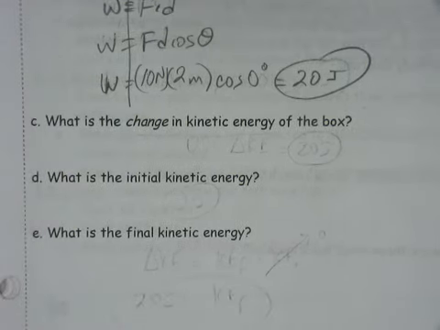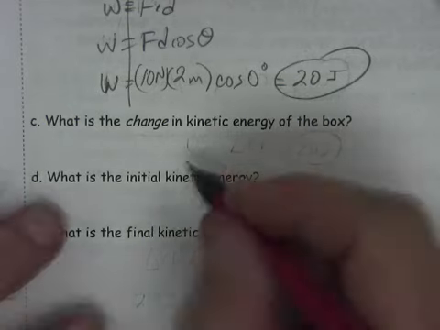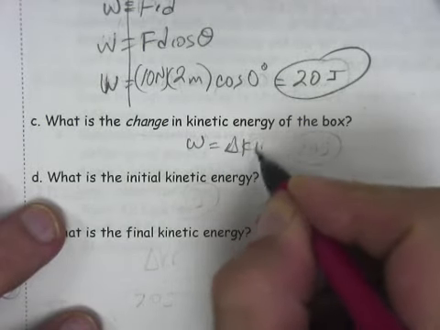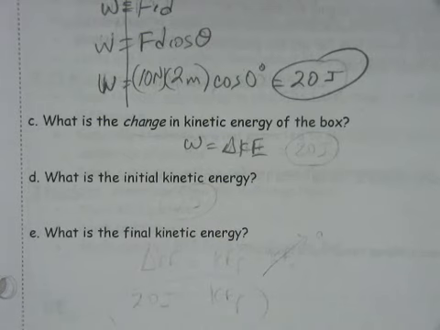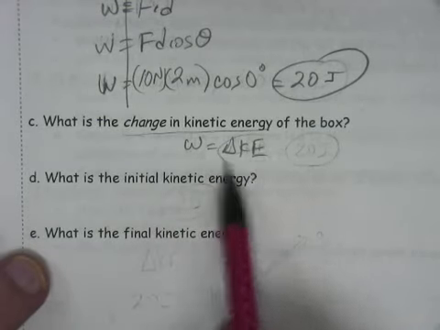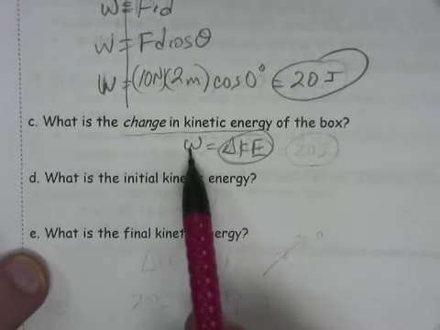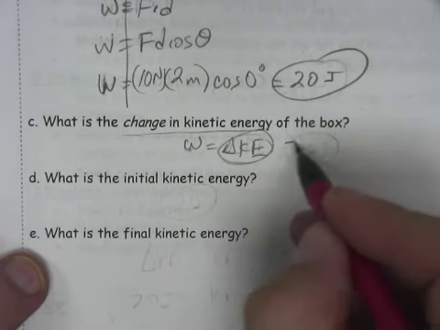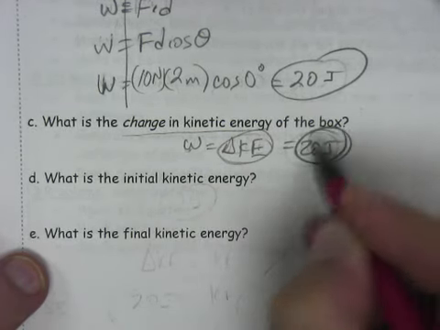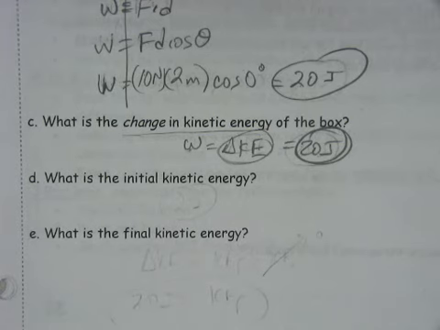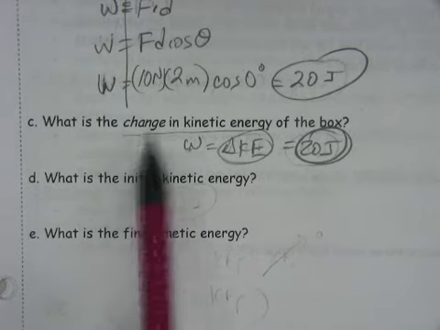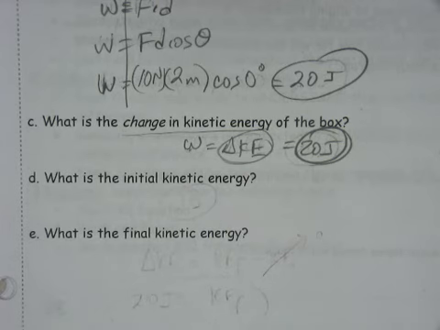All right, letter C. What is the change in kinetic energy of the box? Well, to get this, we kind of have to remember what we talked about in the previous video. The previous video said, anytime we do work, that's equal to a change in kinetic energy. Let me write that down so you can see it. Well, if I want the change in kinetic energy, then I need to know the work. Well, what is that? That's the 20 joules. So by substituting that in, I can say that I did 20 joules of work, and that 20 joules of work caused a change in kinetic energy of 20 joules as well.